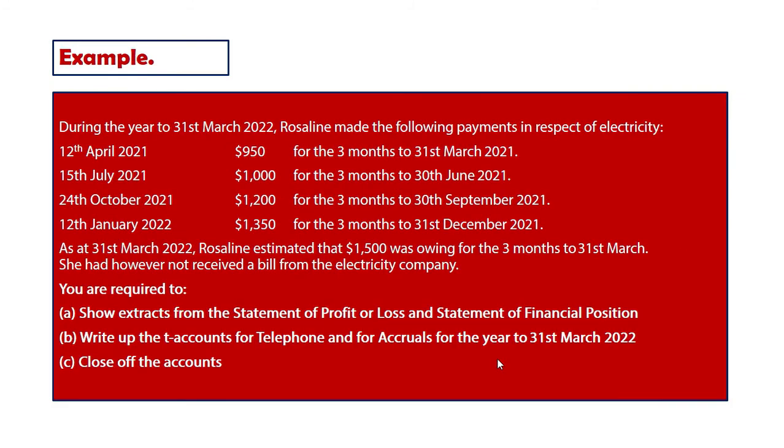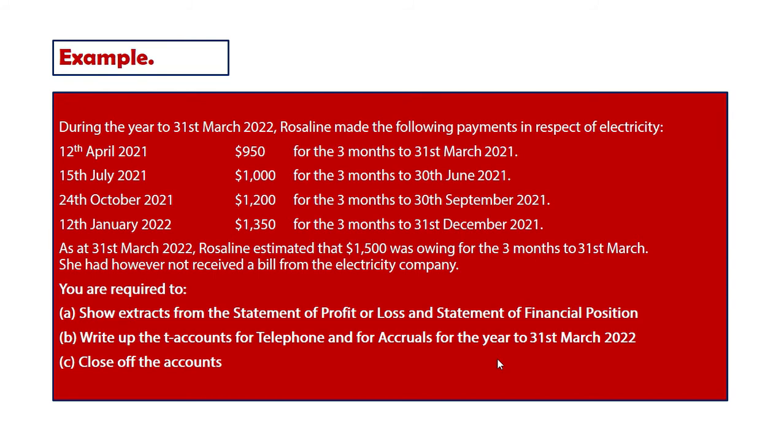Okay. We look at an example for a subsequent period relating to accruals. During the year to 31st March 2022, it means that this year is supposed to begin on 1st April 2021. Rosalind made the following payments in respect of electricity. On 12th April 2021, $950 for the 3 months to 31st March 2021. Hold on here. The year is supposed to end on 31st March 2022, which means it is supposed to begin 12 months back, which gets to 1st April 2021.